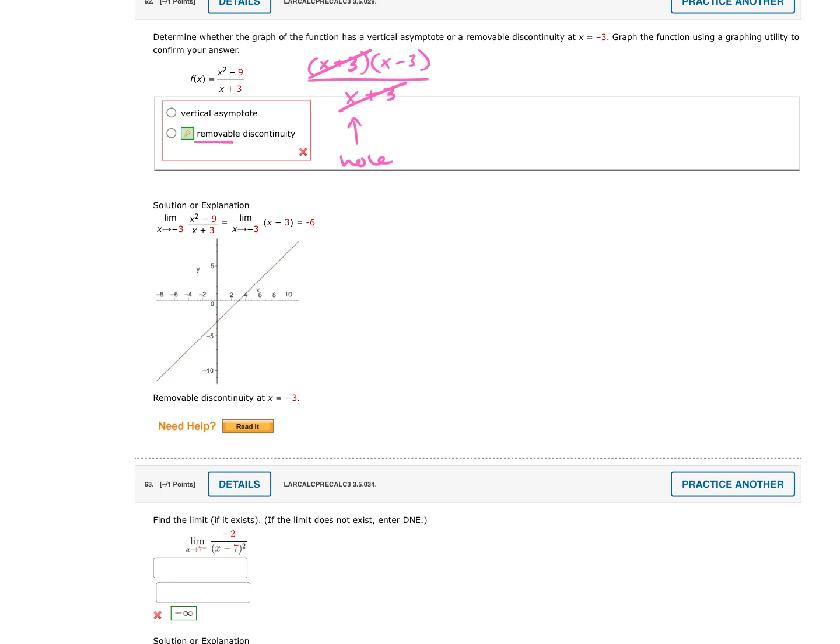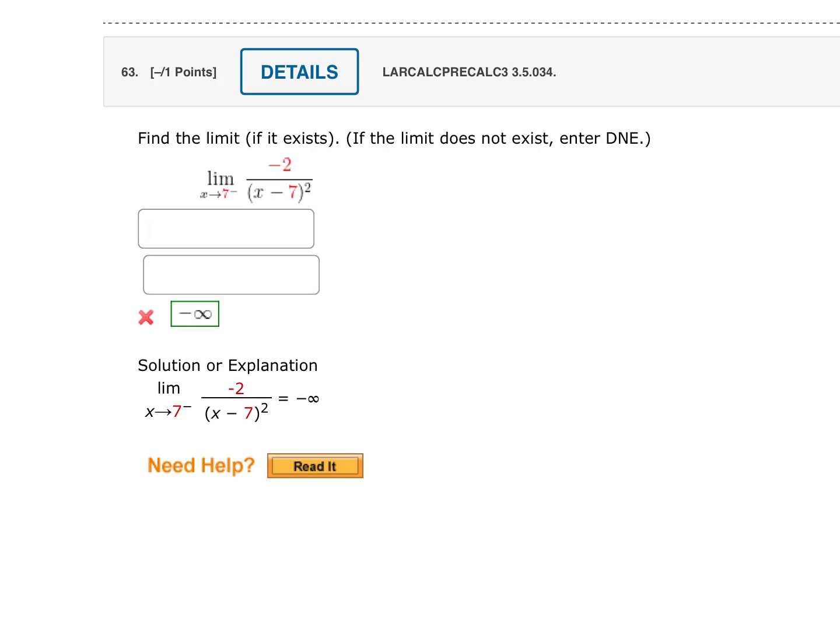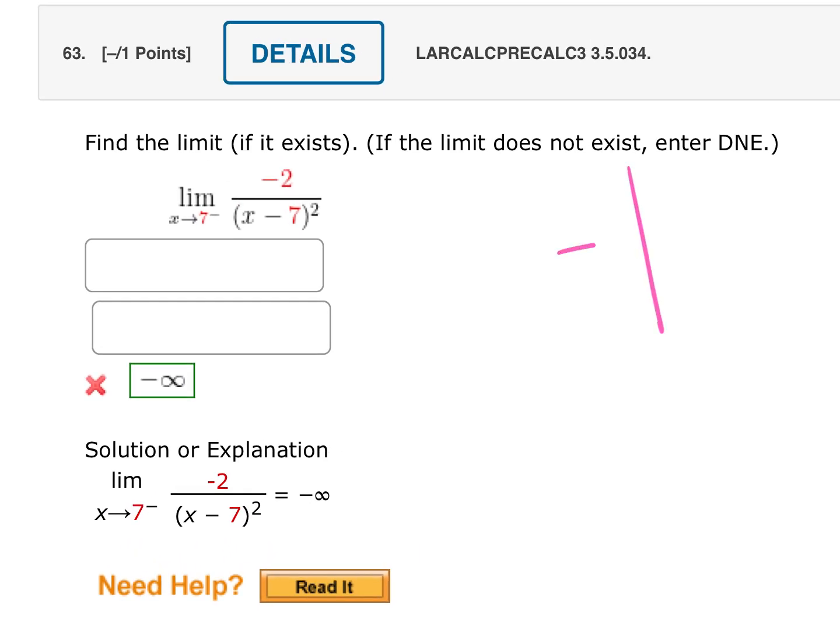For 63, this is one of those where we can graph. We have a vertical asymptote at 7. However, the negative on top flips it. If you had a negative on top or a negative out front or a negative on the bottom, it would flip it. So instead of both going up to infinity, they now both go down to negative infinity. Because it's x squared, they're going to go in the same direction.